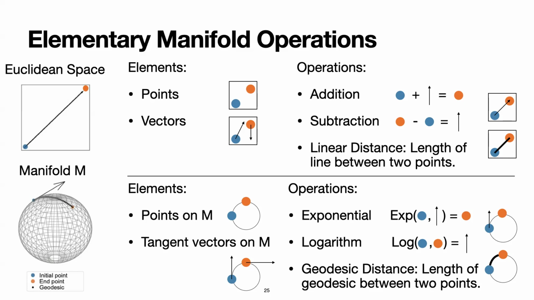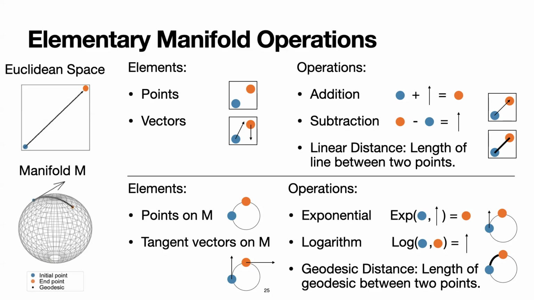The operations are kind of similar, like I said, but a little different. So the exponential: we take a point and a tangent vector, and we get a point. We take a point and a tangent vector, and it shoots along this manifold to get a new point. The logarithm takes 2 points and gives us a vector. And the geodesic distance is the length of the geodesic between 2 points.